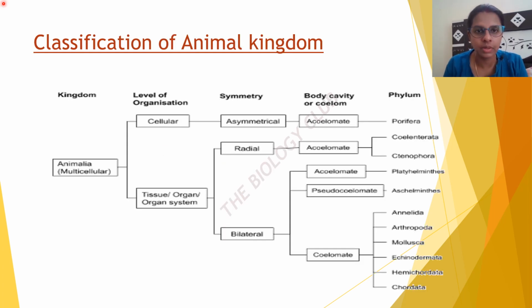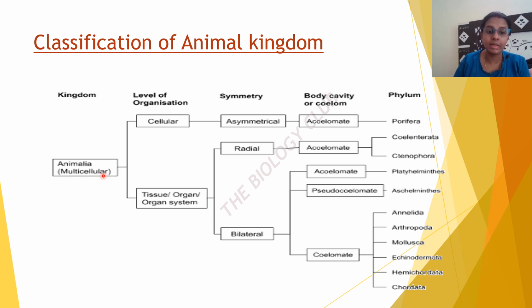Now let's see what we have learned till now. We were learning about the kingdom Animalia, which is the animal kingdom. We have seen the different levels of organization: cellular level of organization, tissue, organ, and organ system level of organization. Always remember that the cellular level of organization will have asymmetry, and the body cavity will obviously be absent. Example, Porifera.